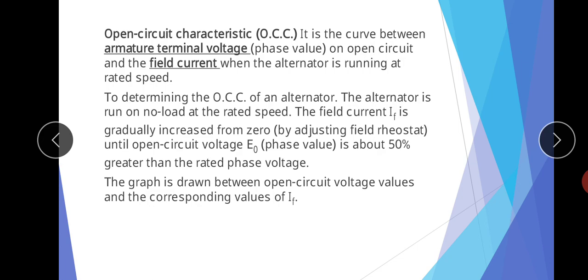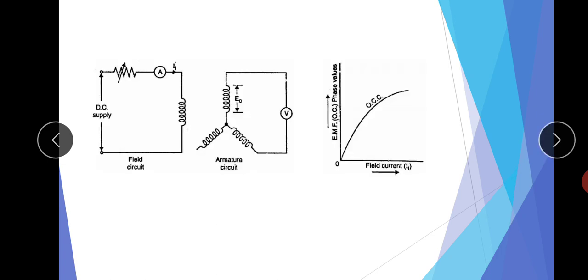Now the second one is the open circuit characteristic, OCC. It is actually the curve between the armature terminal voltage on open circuit and the field current when the alternator is running at the rated speed. This is the diagram of an alternator. This is the field circuit, this is the armature circuit.